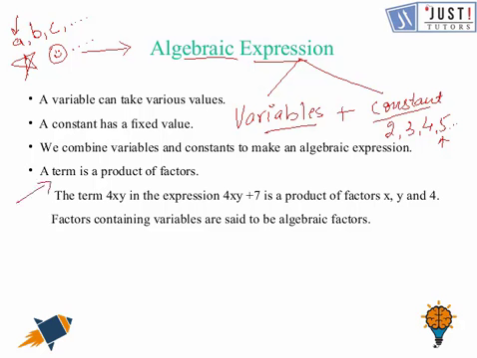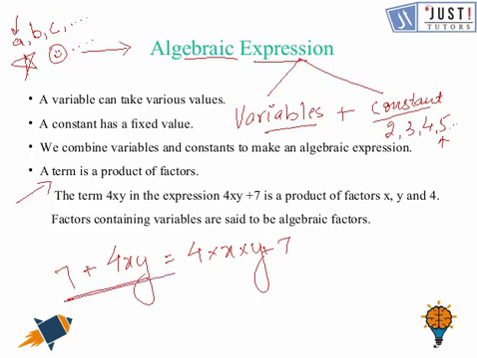Now we learn about a term. A term is a product of factors. Say 4xy is a term, and 4xy is 4 times x times y. If we add 7 here, we get 4xy plus 7. The factors containing variables are said to be algebraic factors. So all those factors that contain variables, like here, are algebraic factors.